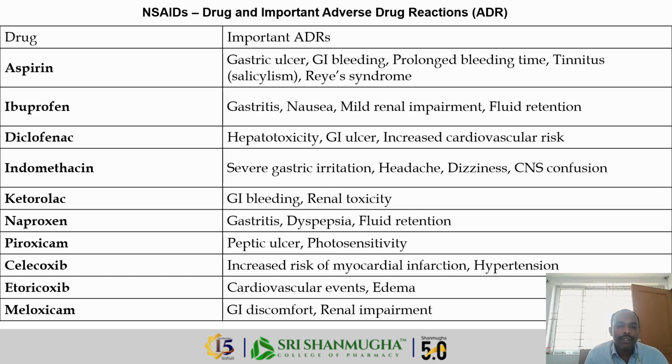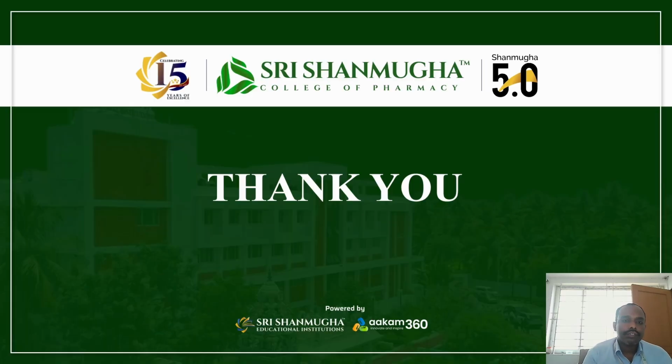And the final two drugs are etoricoxib with various cardiovascular events as well as edema. Meloxicam is known to have GI discomfort, and sometimes it may lead to renal impairment. So these are the various adverse drug reactions caused by non-steroidal anti-inflammatory drugs that we have to remember. Okay, with this note, we are going to conclude the NSAID drugs. Thank you.